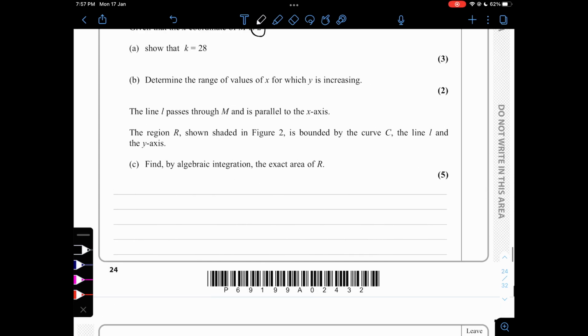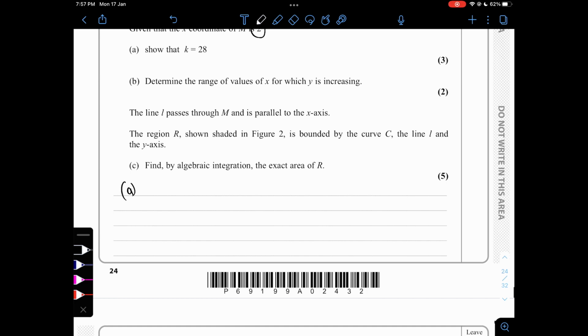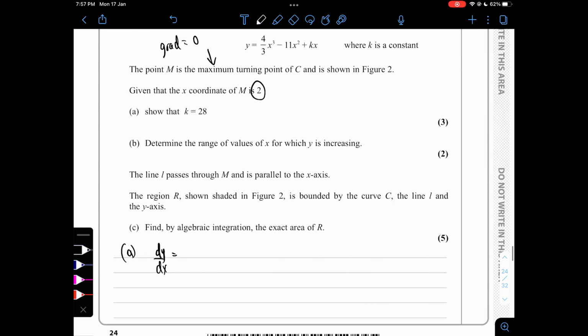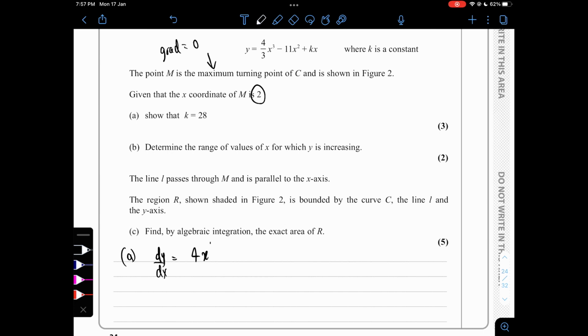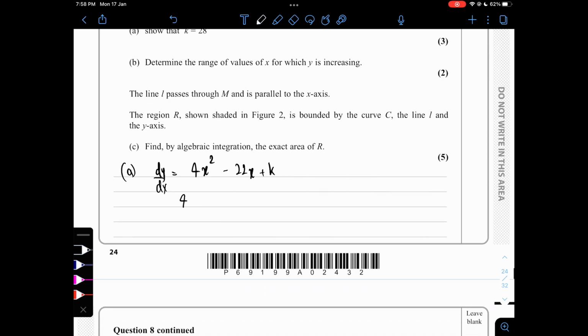So let's try differentiating. Let's try dy over dx, right? So what do we have here? We have 4 over 3 x cubed. We multiply by 3, we will get 4x squared, minus, so 11x squared becomes 22x, and then kx just gives us plus k. Okay, so this equals 0: 4x squared minus 22x plus k equals 0 when x equals 2.